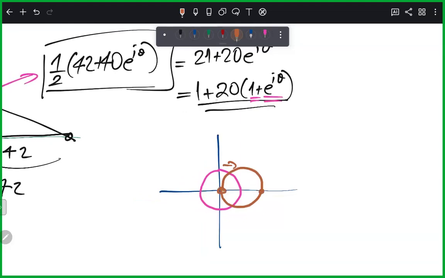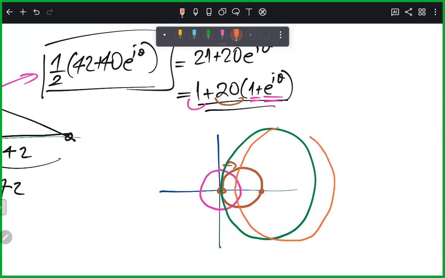And then multiply everything by 20. It's going to scale everything up by 20 with respect to the origin, i.e. just scaling this circle so that its radius is 20. Okay, and then finally we add 1, meaning that we are shifting the new circle by 1 unit to the right. Hence this is 1 plus 20 parentheses 1 plus e to the i theta.